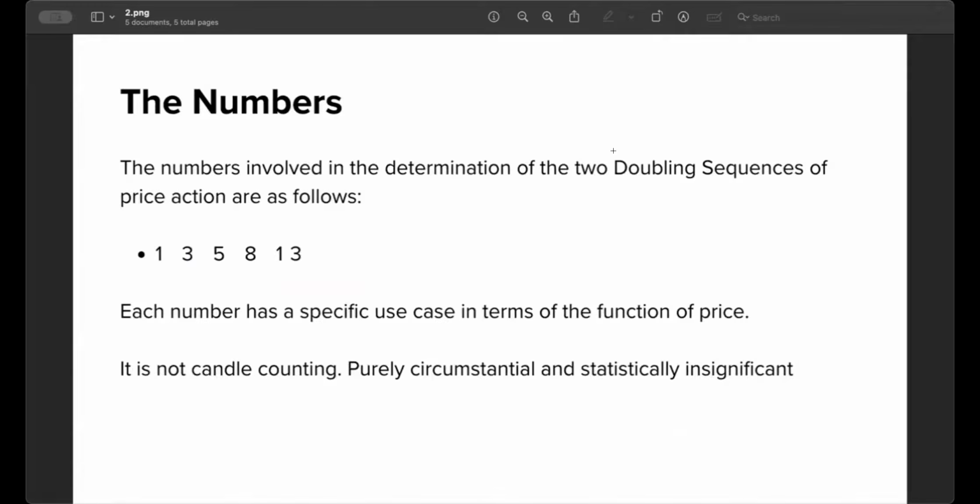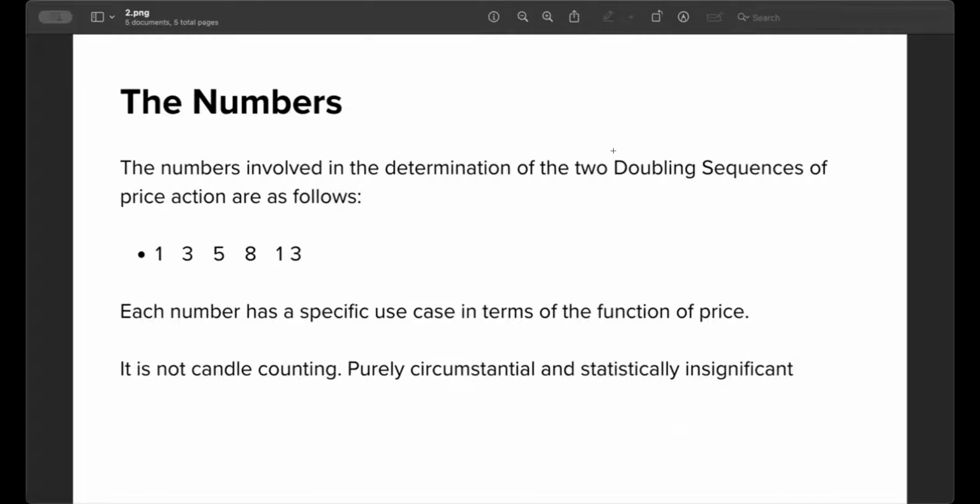So the numbers. Now, the numbers involved in the determination of the two doubling sequences of price action are as follows: 1, 3, 5, 8, and 13. These lead to two possible sequences of price action that are universal. Each number has a specific use case in terms of the function of price. One does something, three does something, five does something, so on and so forth.